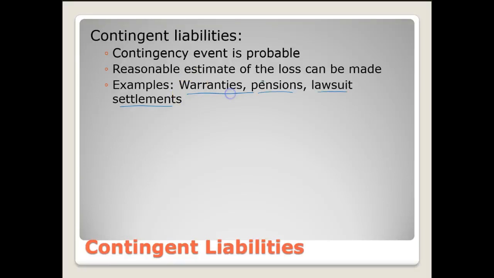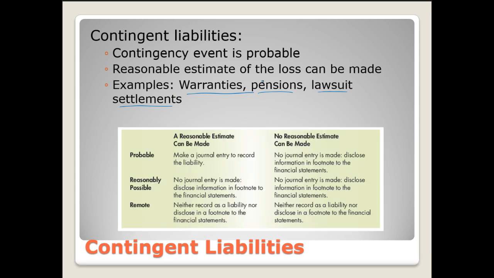In the case of warranties, we have a little bit of information in your book, and it tells you what to do if a reasonable estimate can be made and if the warranty is probably going to be used versus if the warranty has a very remote chance of being used, or if there is not a reasonable estimate to be made. And you can find this chart on page 398 in your textbook.